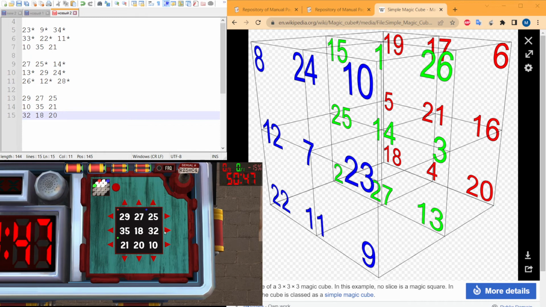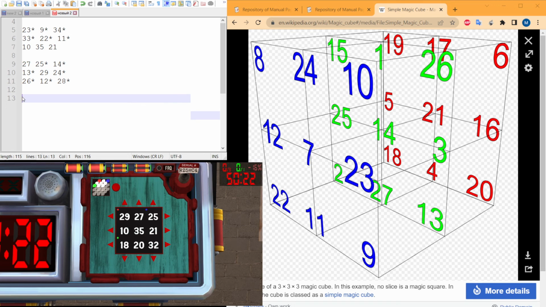It already has 35. So let's move 10. So this number is not from middle row, so we can do this. 21. So 18 is not from middle row, so we can do this. And let's check. 21, 27, 25, 10, 35, 21, 18, 20, 32. Yeah.